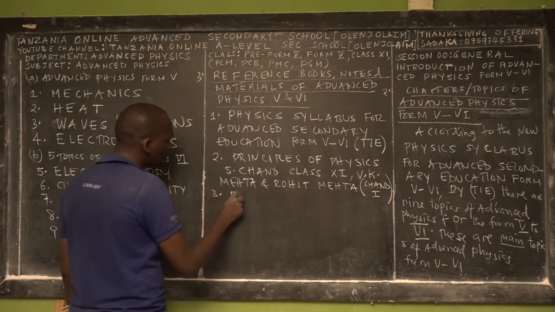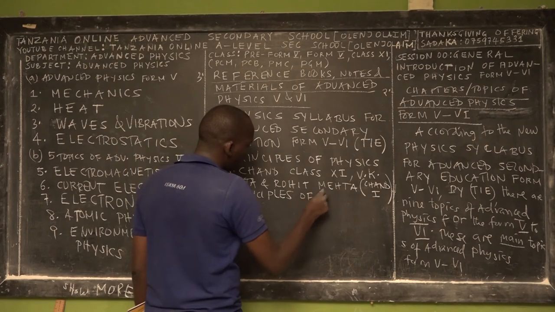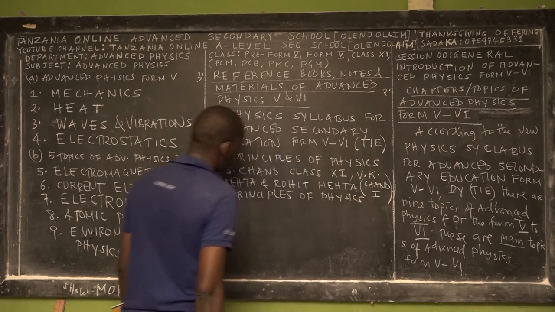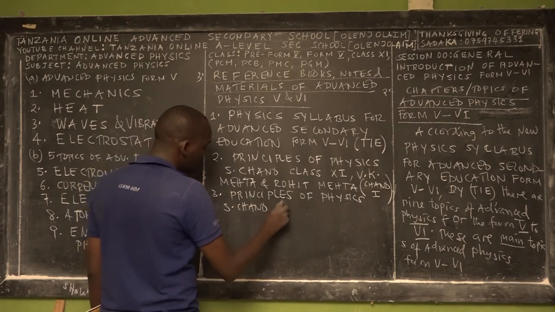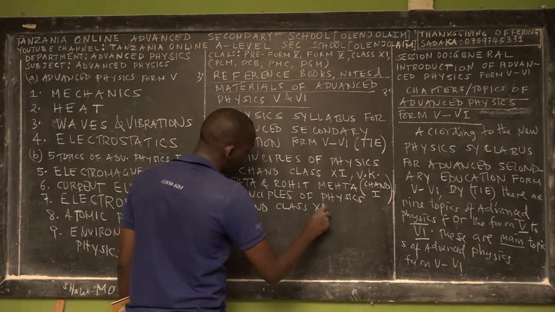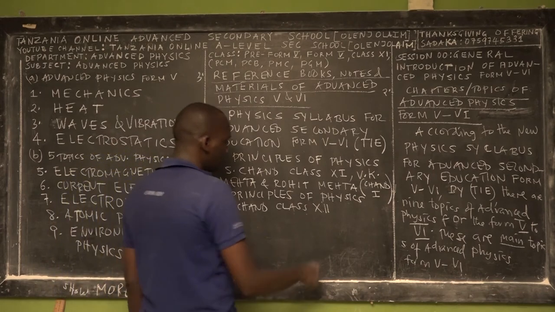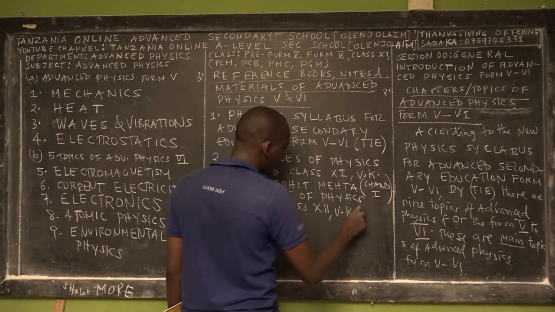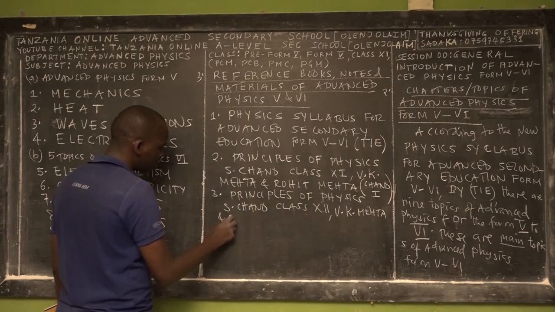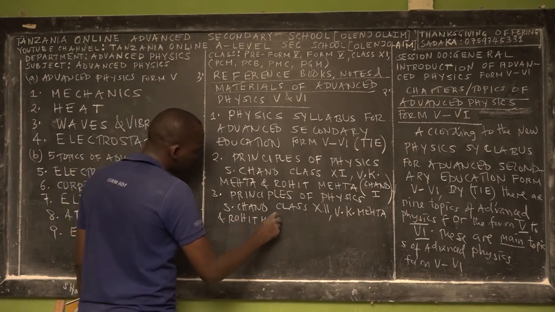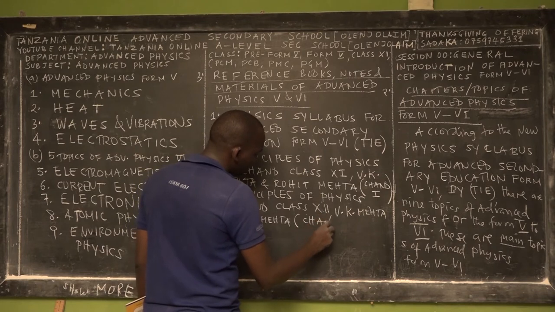This physicist also wrote another book. It's called Principles of Physics, and this is by S. Chand. This is class 12 now, corresponding to the topics of Form 6. Class 11 corresponds to the topics of Form 5. The same author, V.K. Mehta, and Rajeev Mehta. This also is famous in Tanzania, and we call it Chand 2.